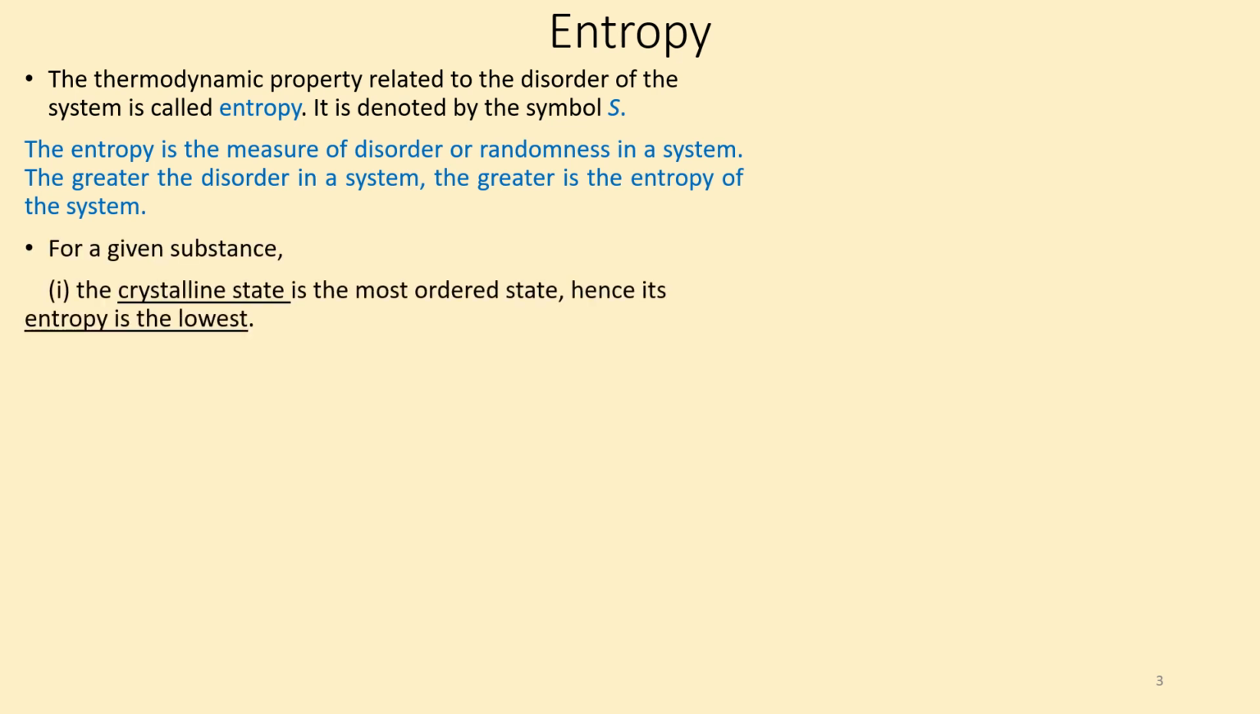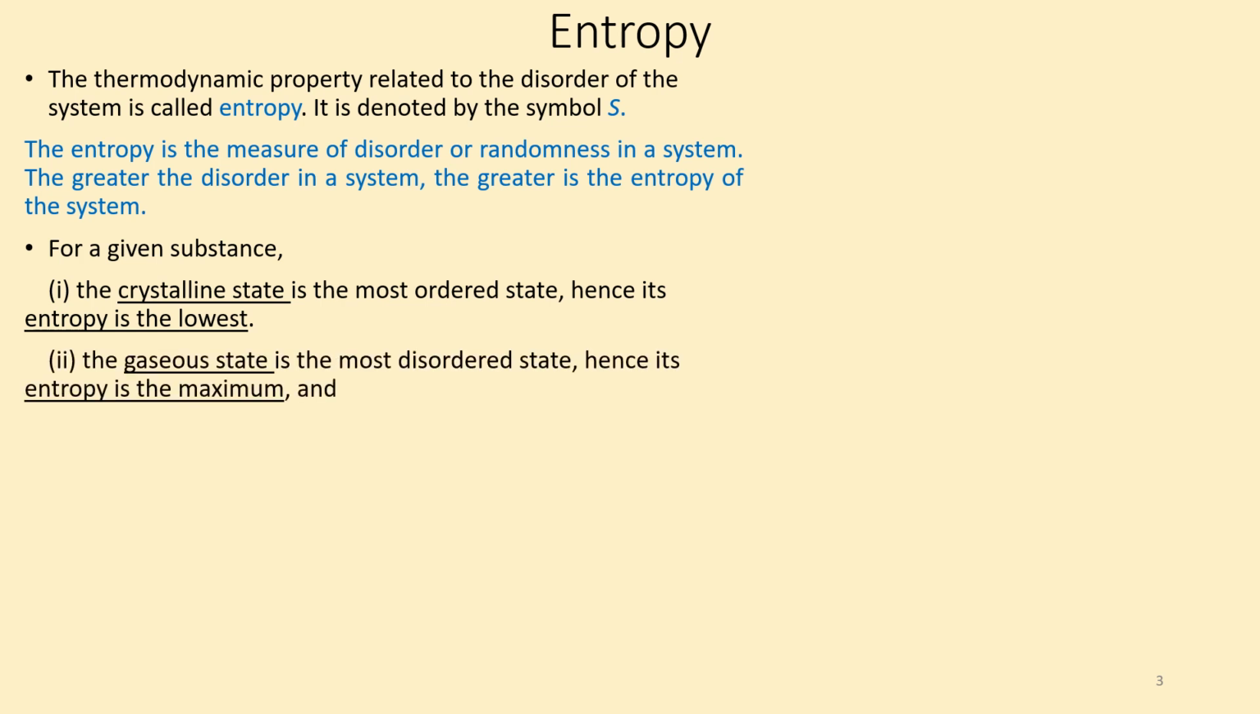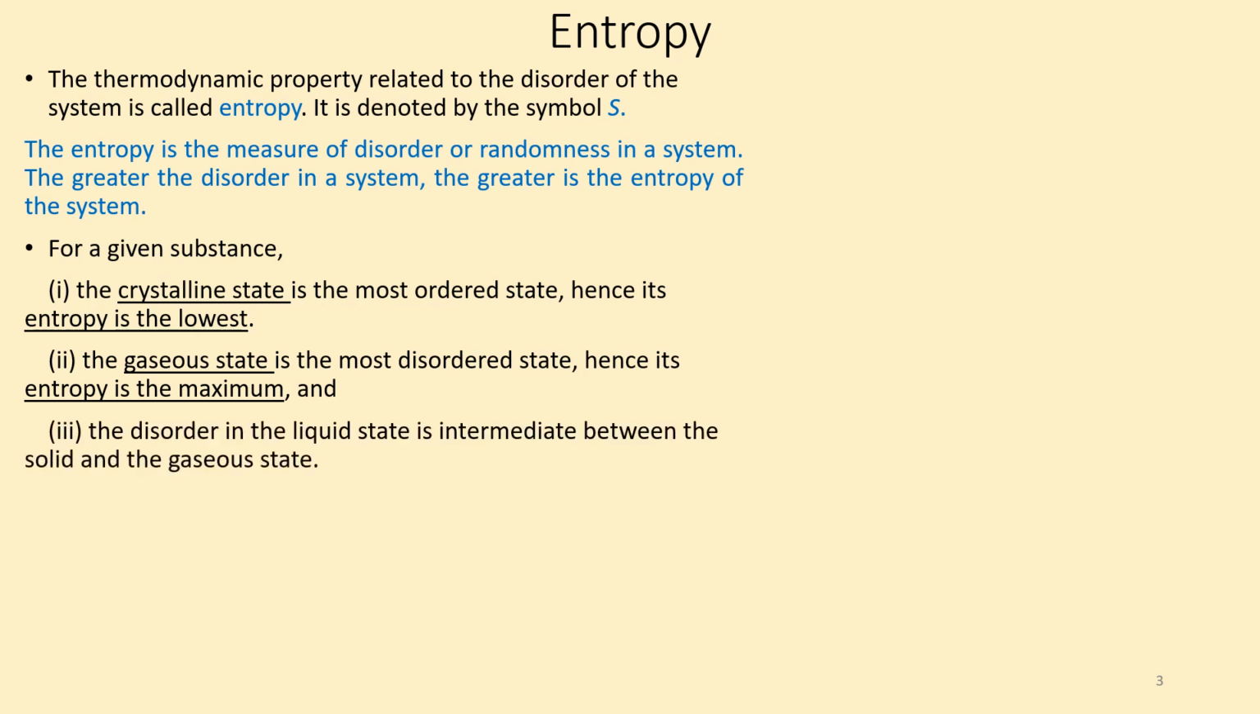For a given substance, the solid crystalline state is the most ordered state, hence its entropy is lowest. Gases are the most disordered state, hence the entropy is maximum for gases. Whereas in the case of the liquid state, the disorder is intermediate between the solid and the gaseous state.